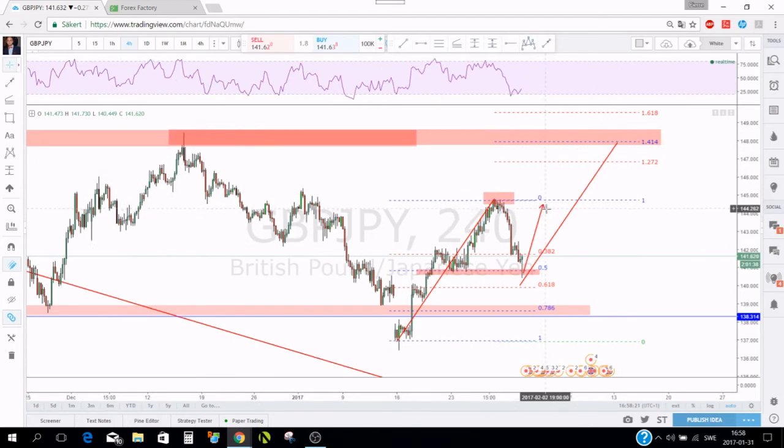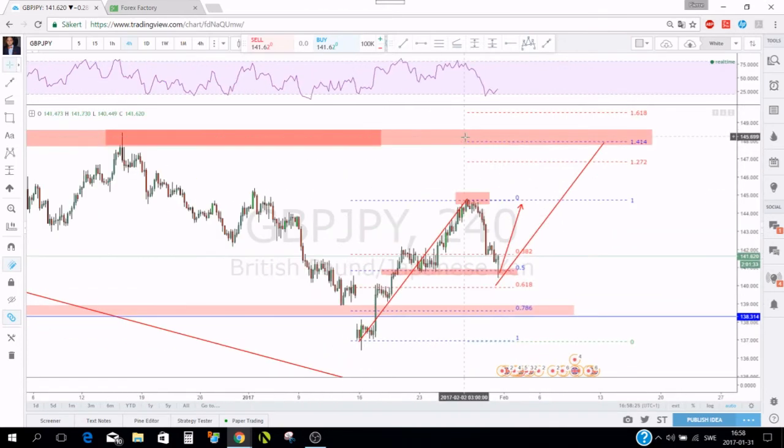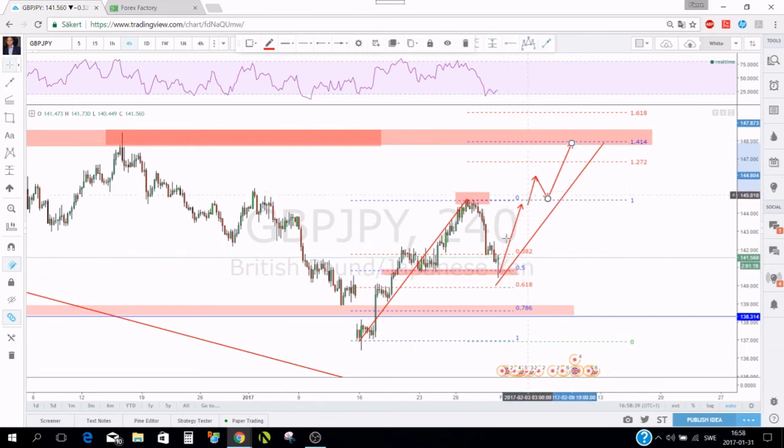Okay, so what we may see, my screen is getting crazy. We may see a break, retest, and another move up. Maybe an AB equals CD in this leg also. AB correction and CD up, and it may complete here.